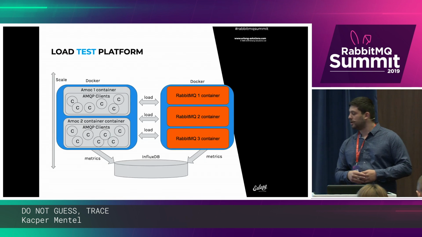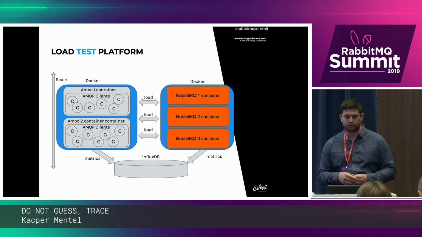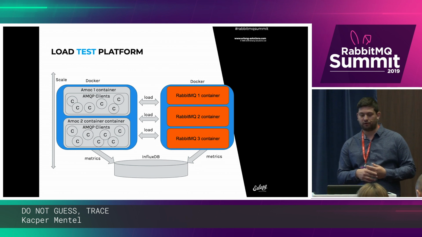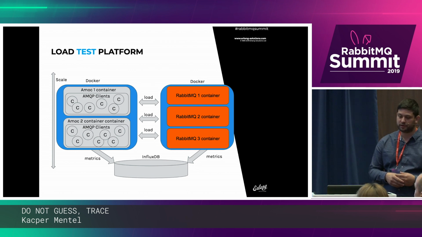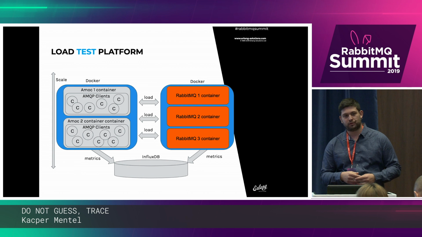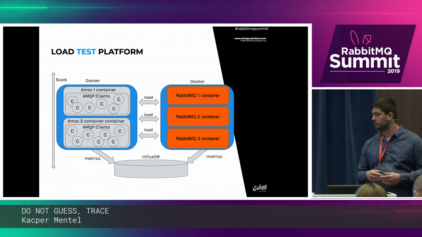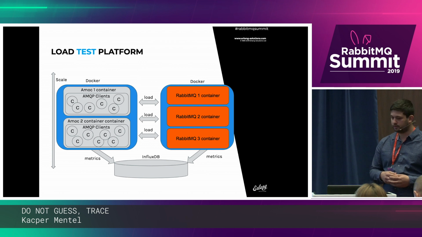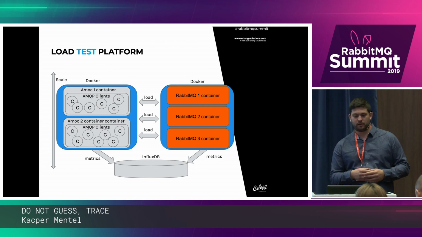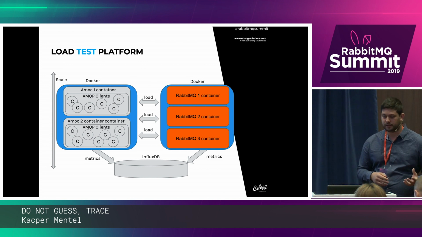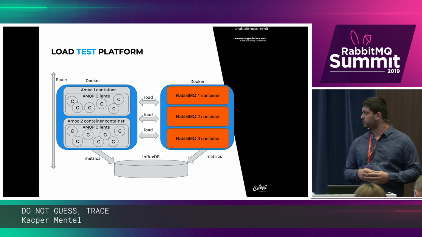So we ran load tests to reproduce the issue. For load tests, we used our continuous load testing platform that was developed for load testing Mongoose, this open source XMPP server that I mentioned at the very beginning of the presentation. And the diagram shows a logical architecture of the platform.